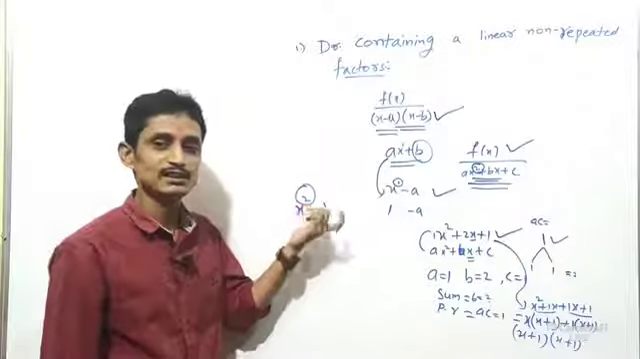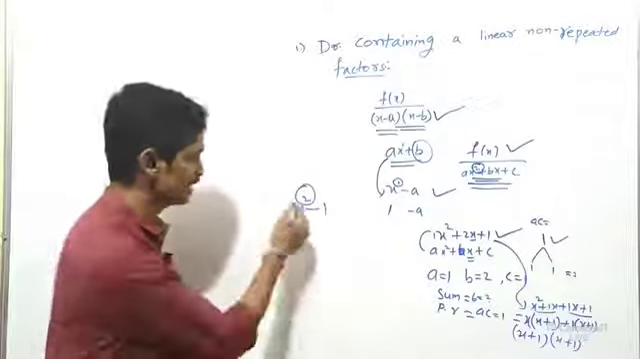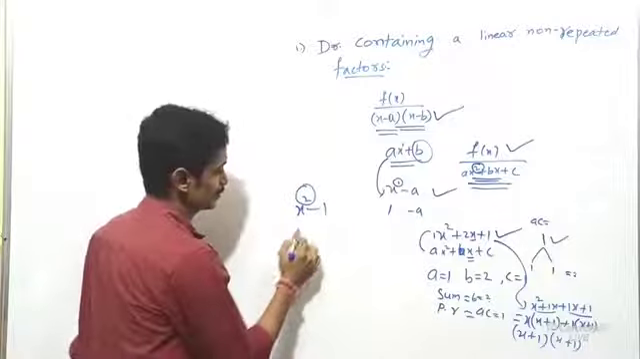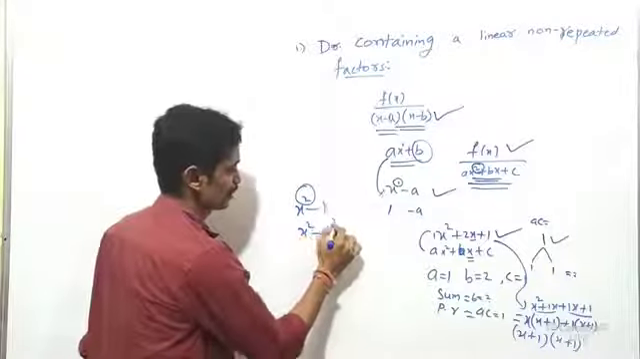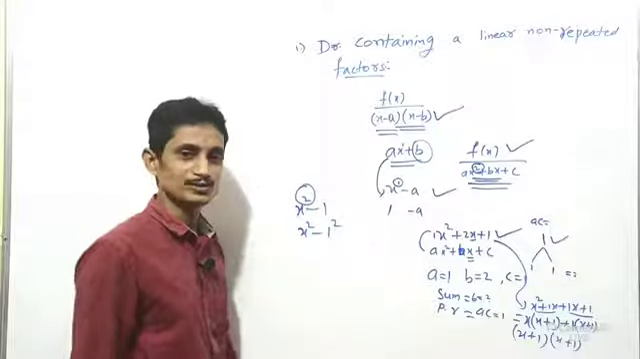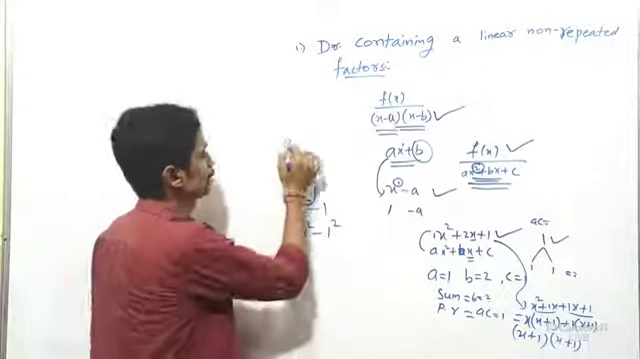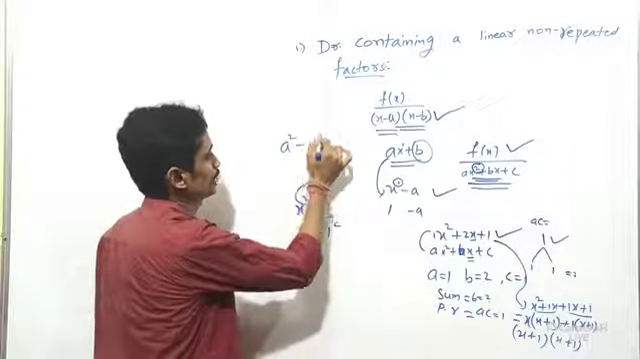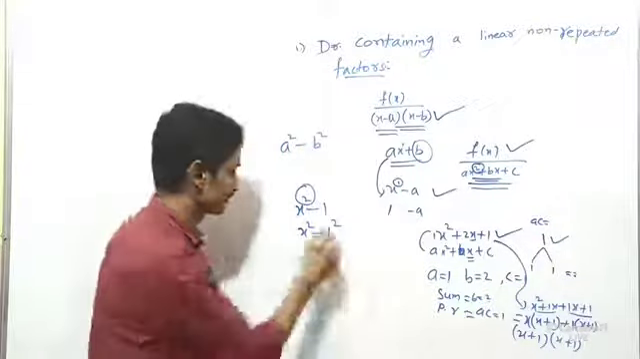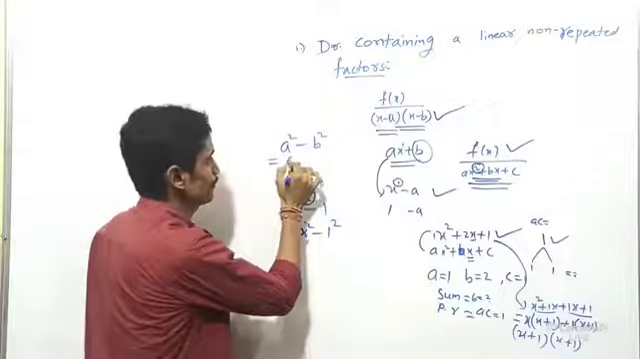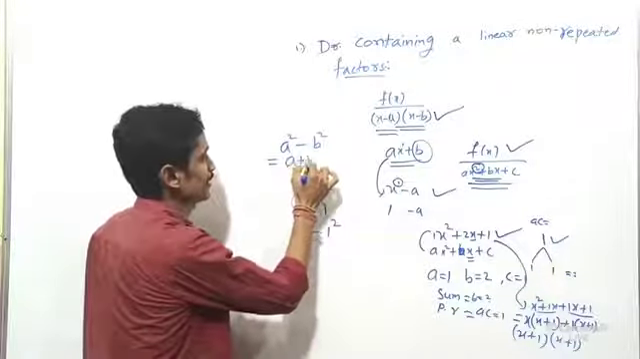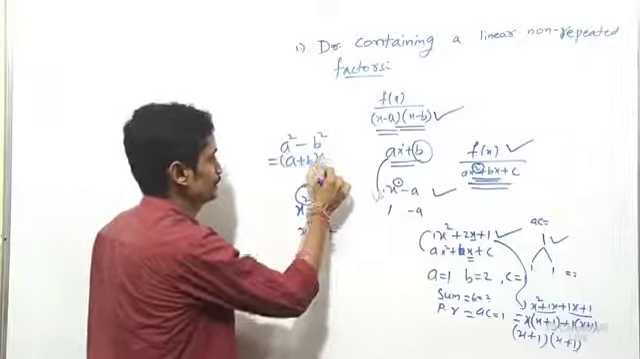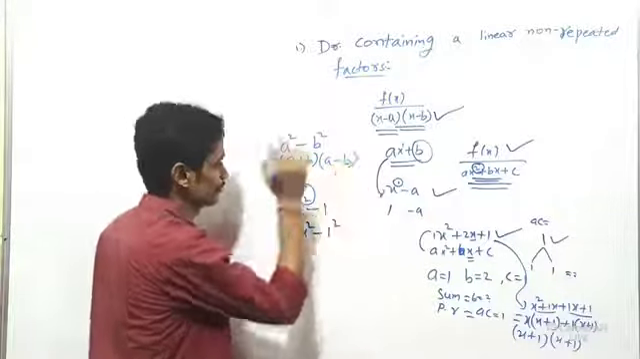When the power is 3, it is a cubic polynomial. Now this x square minus 1 can be written as x square minus 1 square. Now completely this is in the form of a square minus b square. Now a square minus b square can be written as a plus b into a minus b.